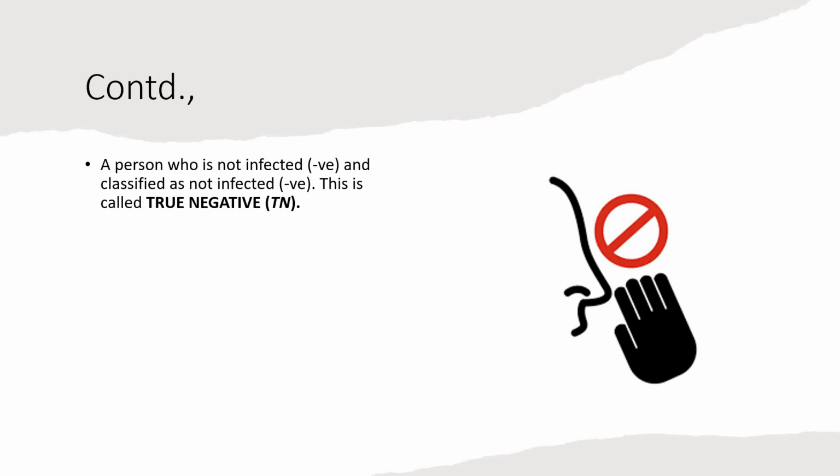Case 2. A person who is not infected and is also identified as a person who is not infected after the test. So this is called true negative. A person is not infected who is also classified clearly as not infected, hence this is called true negative.